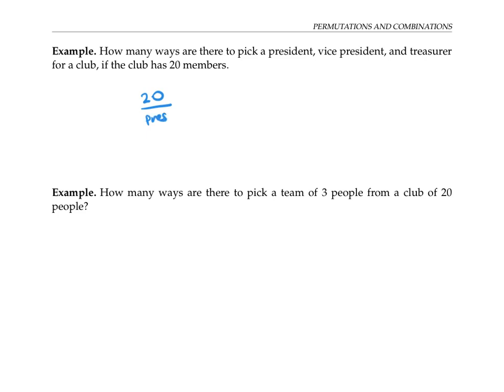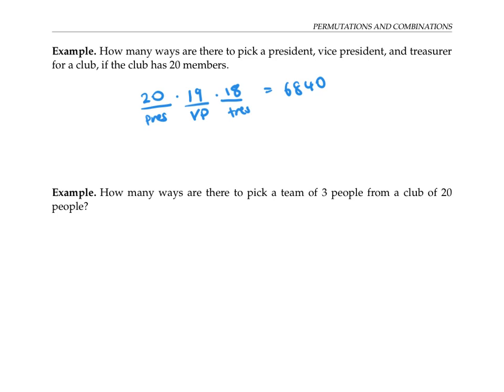And for each of these options, there are 19 people left that we could pick for vice president. This is assuming that you can't be both president and vice president at the same time. These have to be two different people. Once we've picked our president and vice president, there are only 18 people left that we can choose for our treasurer. Therefore, the total number of ways is 20 times 19 times 18. This works out to 6,840 possibilities, though I'm more interested in how we got the number than what the actual number is.